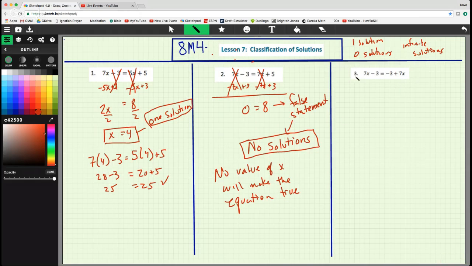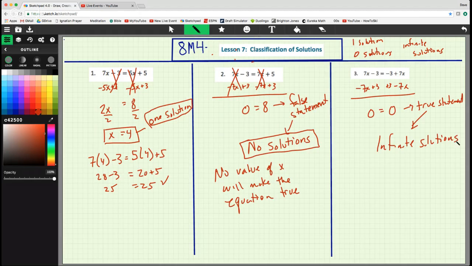Okay, so this one's probably infinite solutions, but let's just go through the exercise here. We're going to subtract 7x from both sides. And we're going to add 3 to both sides. Watch what happens. On the left, we get 0, and on the right, we get 0. Well, that's a true statement. So we have infinite solutions.